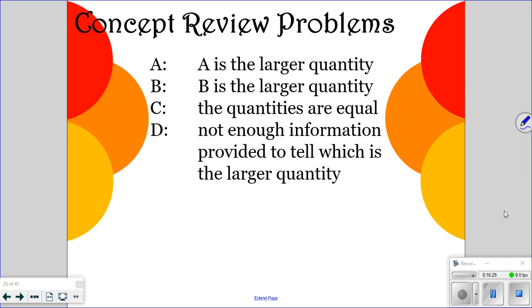So for your concept review problems, you're going to have either A, B, C, or D for your answer. So it's going to look like it's a multiple choice question. A is going to be the answer if A is your larger value. B is your answer if B is the larger value. And then you pick C if A and B are equal. And then if you can't figure it out because they don't give you enough information, you're going to pick D.